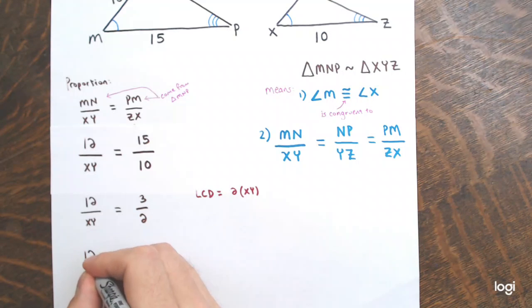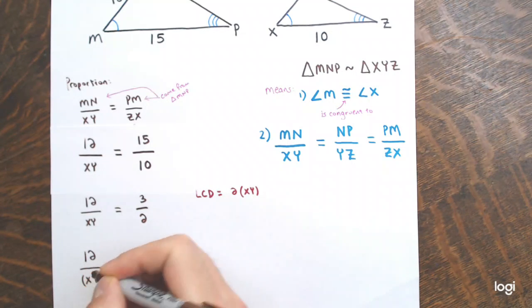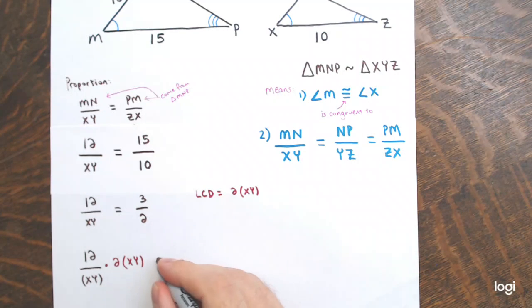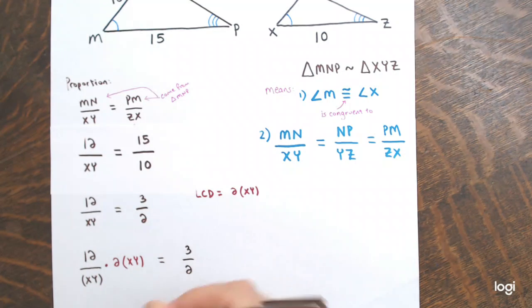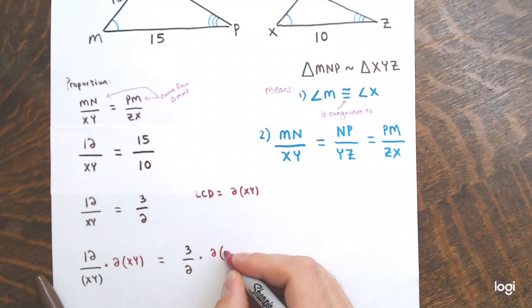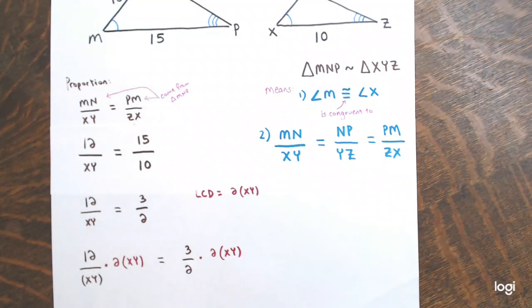So the left side I've got 12 over this length XY, and I'm going to multiply that by the LCD, 2 times the length XY, equals, and then this side 3 halves, and I'm going to multiply it by the LCD, 2 times the length XY. And then you see some common factors, right? This has the length XY in the denominator, the length of XY in the numerator. So all I'm left with is 12 times 2 on the left side. This has a factor of 2 in the denominator, a factor of 2 in the numerator, so all I'm left with is 3 times the length of XY.